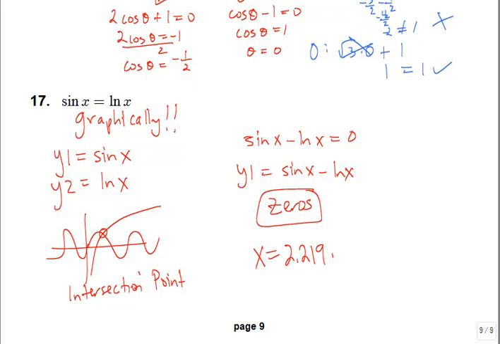And this would be radians. This is an angle. So that's the value of x where sine and ln cross. So that would be this x value right here.